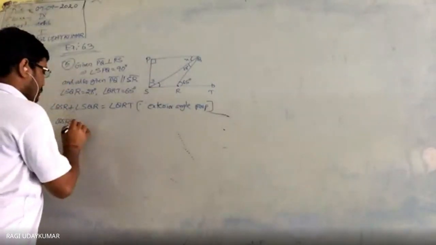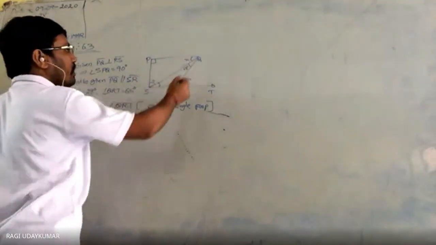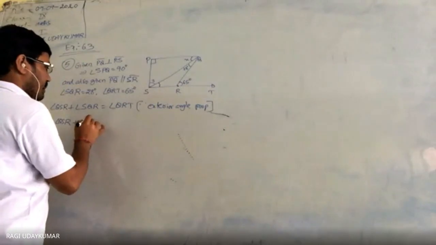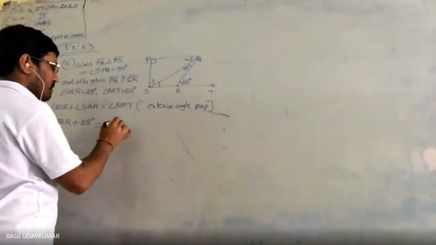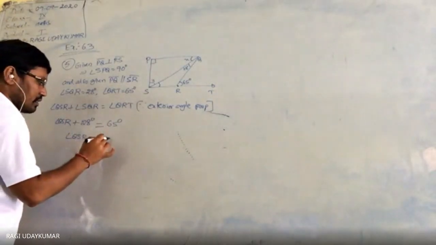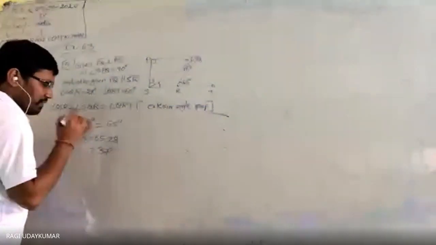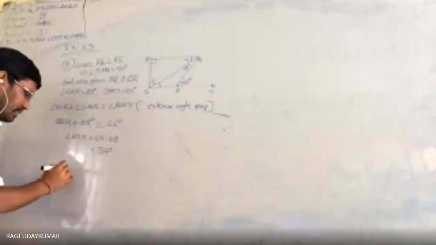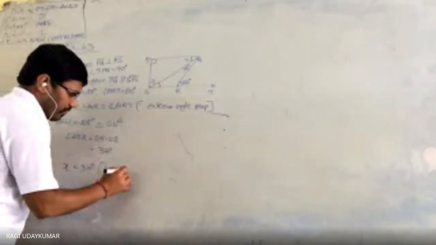So plus SQR. Whenever SQR is written, your eyes should go to SQR. So 28 degrees, which is equal to QRT. QRT is 65 degrees. So this angle QSR is equal to 65 minus 28, which is 37 degrees. So therefore x is equal to 37 degrees because they are alternate angles.